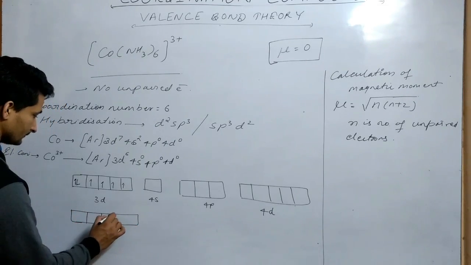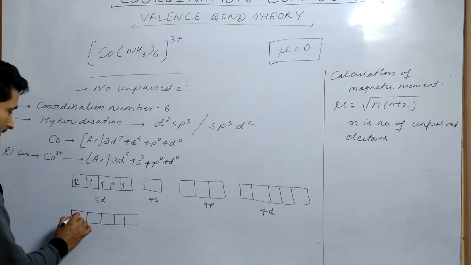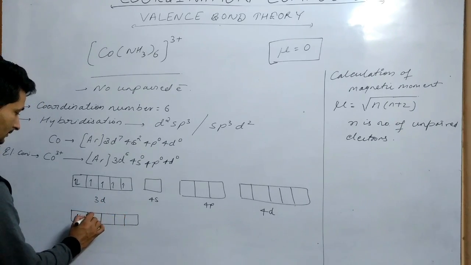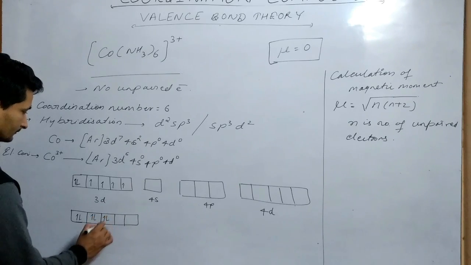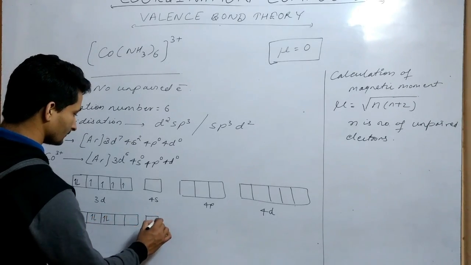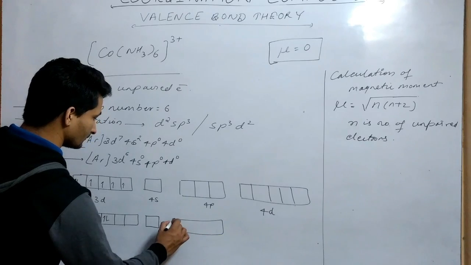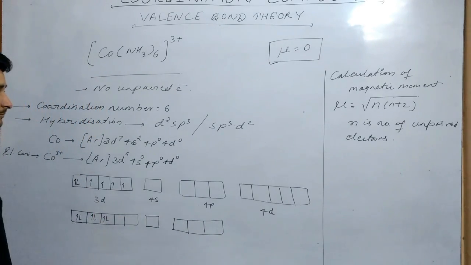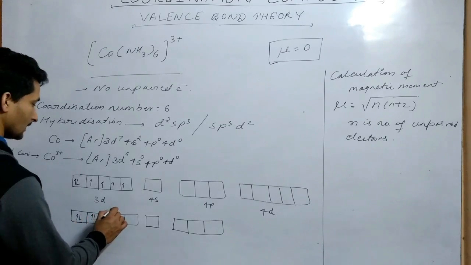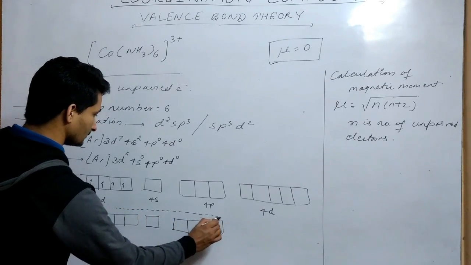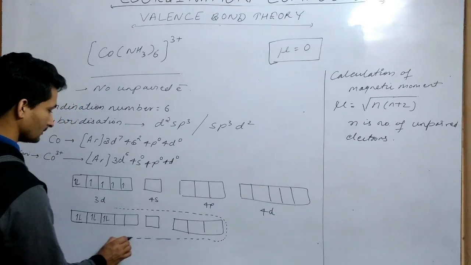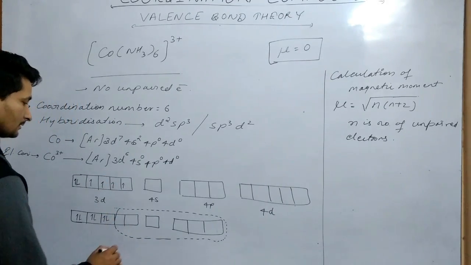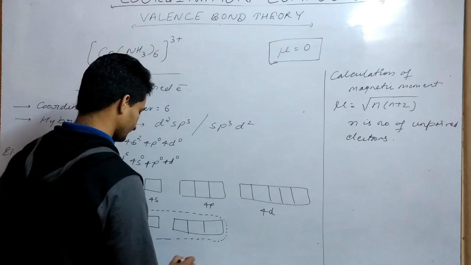Pairing starts, and the 3d electrons are paired up. 3d, 4s, 4p. Fine. Now, remember one more thing, that now the hybridization becomes different. What will be its hybridization?